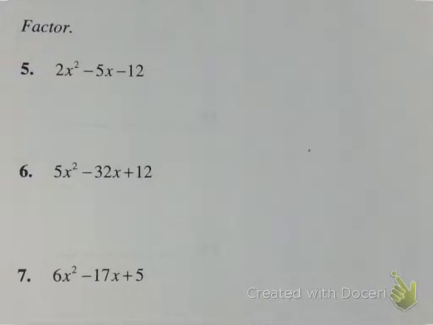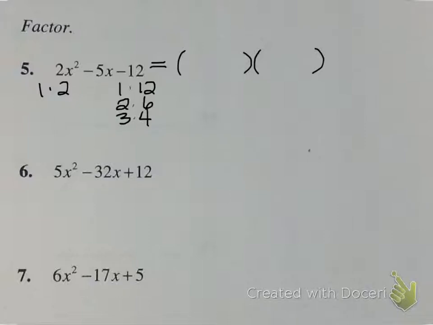First thing you want to do is make sure that there's not a GCF. If there's not, 2, 5, and 12 don't have anything in common. So I like to begin by just penciling in my parentheses. Now there's only one way to get 2x squared, and that's 1x times 2x. But when I go to my last term, a 12, I've got lots of different ways to get 12. So 1 and 12, 2 and 6, or 3 and 4.